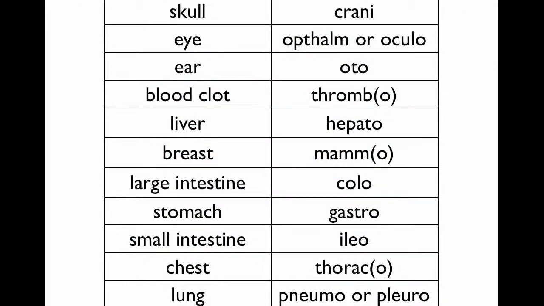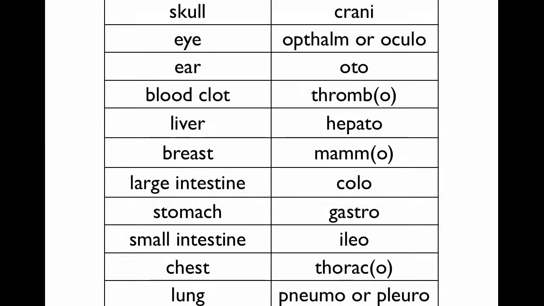So here's some more. Some of these you may know. They're all pretty common. The skull itself actually is referred to as the cranium. You've probably heard of that. The eye, you'll see things like ophthalmologist. You'll see ocular. The ear is O-T-O. Otoliths, those are the tiny little bones in the ear. They're actually the smallest bones in the body. That's what I was mentioning earlier. A blood clot, you've probably heard of thrombosis.